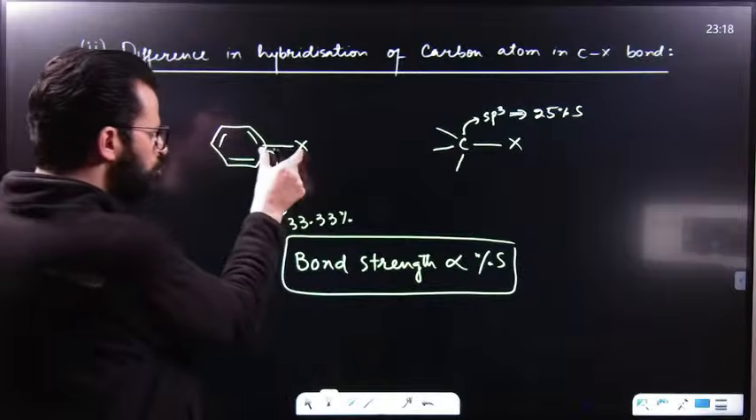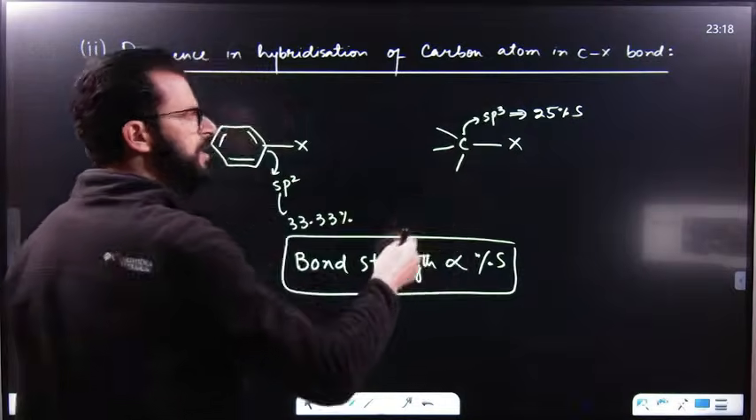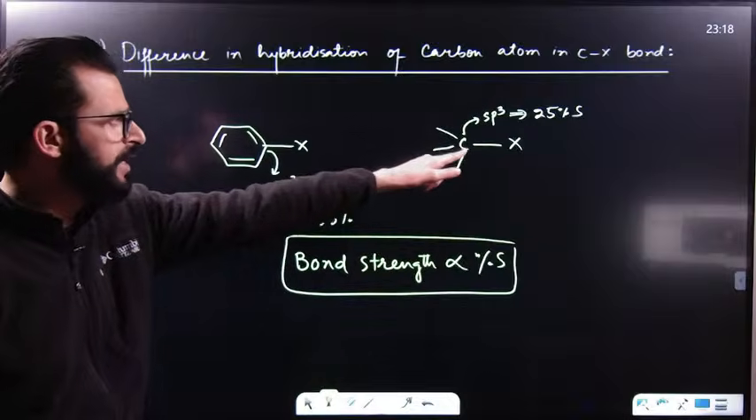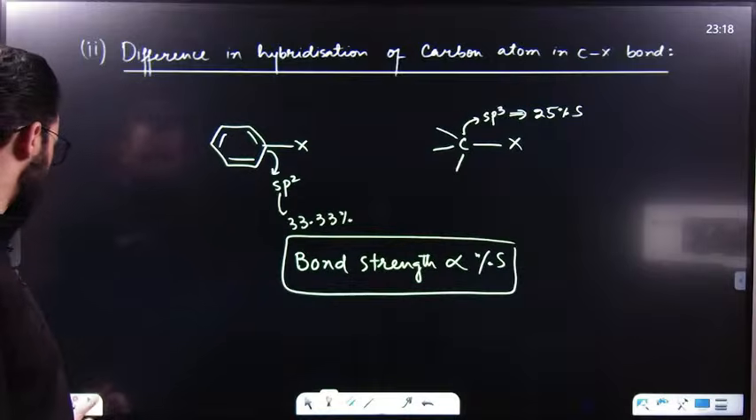This bond is stronger, so it will be a shorter bond. This will be a longer bond. A longer bond can be easily cleaved, so nucleophilic substitution can be done over here. But in the case of haloarene, under normal conditions, nucleophilic substitution is not possible.